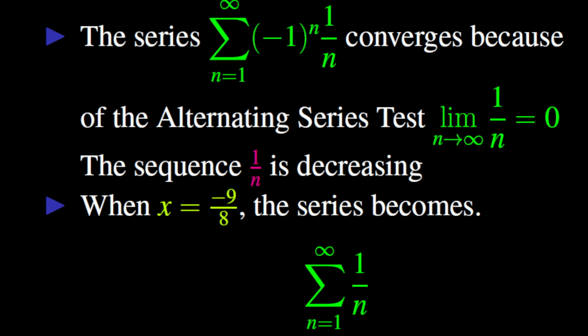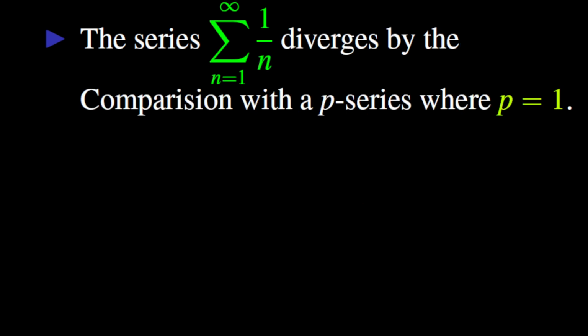When x is equal to -9/8, the series becomes a series with terms 1 over n. The series diverges because it can be compared to a p-series with p equal to 1, which is less than or equal to 1.